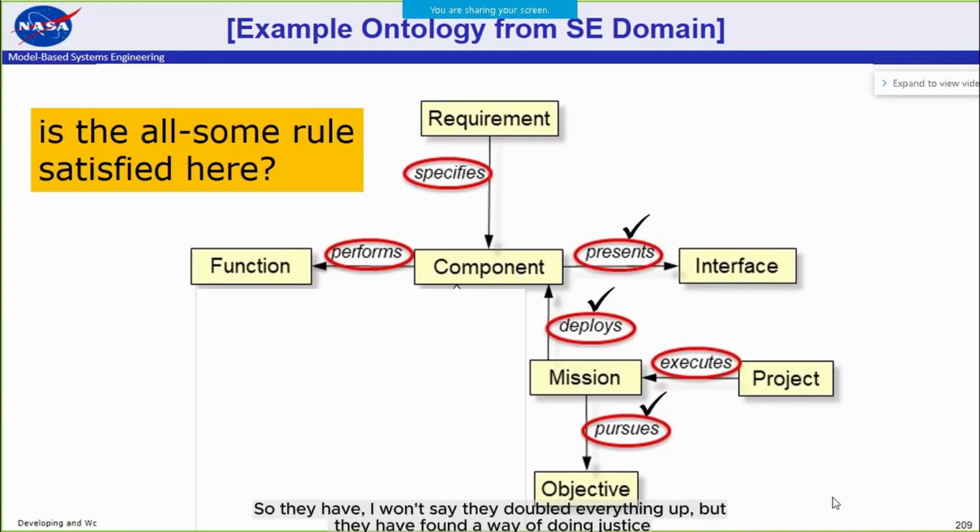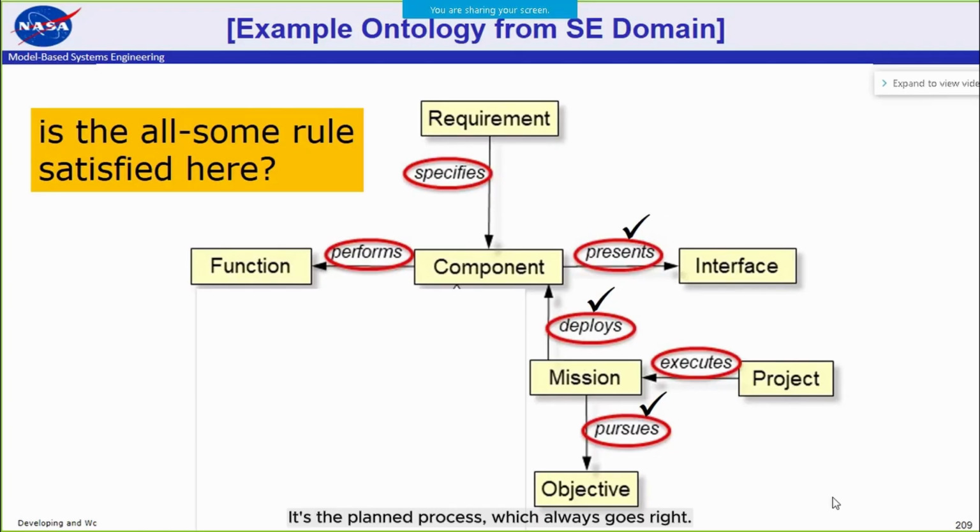So they have, I wouldn't say they doubled everything up, but they have found a way of doing justice both to the requirements as specified and to the actual capabilities of the machines and so forth in question. So we can do that. And I will show you how BFO does it more generally at a later stage. So basically, we distinguish between processes in general and planned processes as a child of process. And that's the planned process, which always goes right.